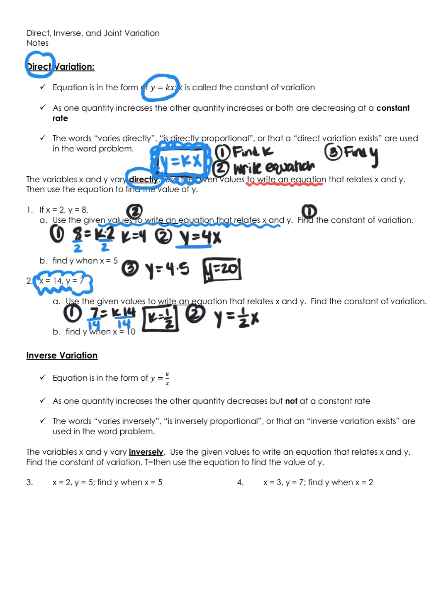So now for part B, you're going to find y when x is 10. So you're going to take your equation that you just found, and you're going to plug in x equals 10. And 1/2 times 10 is 5. So y is equal to 5. Any questions about part B?